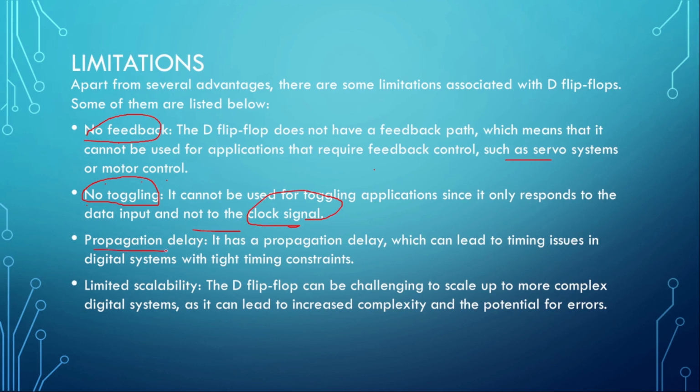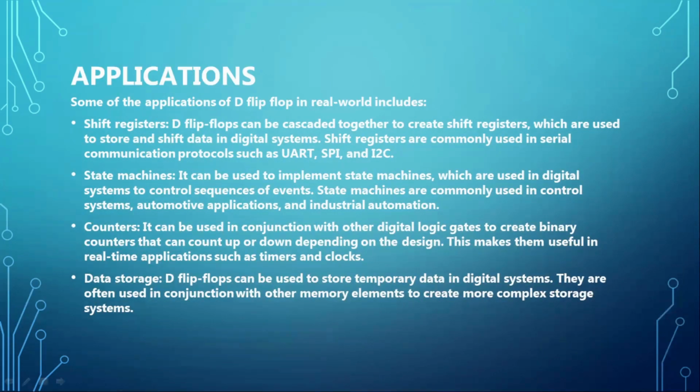And there will be a propagation delay. So it will lead to timing issues, and it will take too much time to give an output. And limited scalability: it can be challenging to scale up for more complex digital systems. It can lead to increased complexity and it will make more errors. These are all the limitations of D flip-flop.